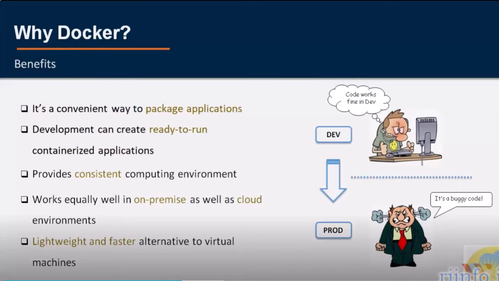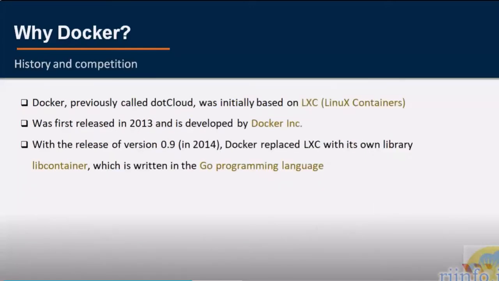In this slide, we will talk a bit about the history behind Docker and its competitors. Docker Inc. is the company which owns the Docker software. It is based in San Francisco, California. The company was founded as dotCloud in 2010 by Solomon Hykes and was renamed to Docker in 2013.